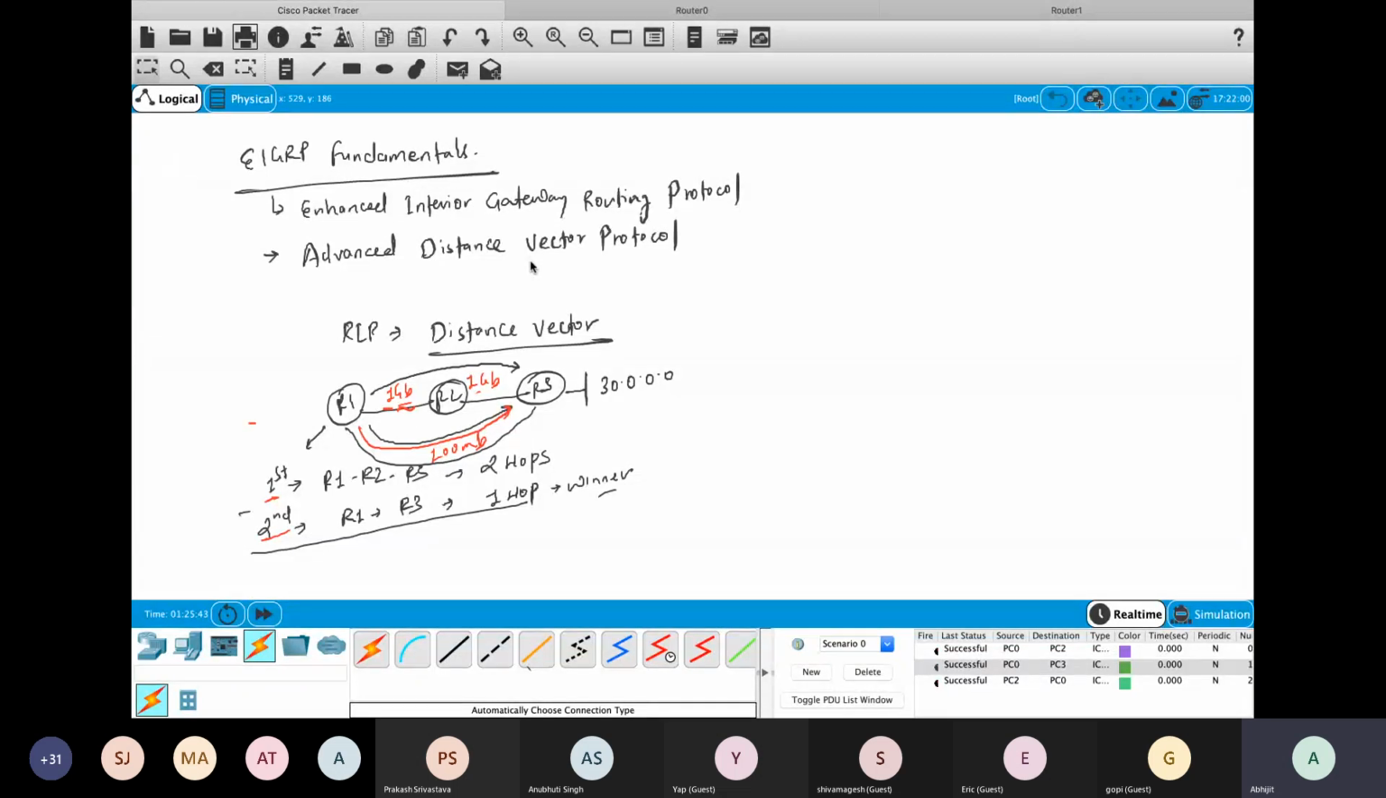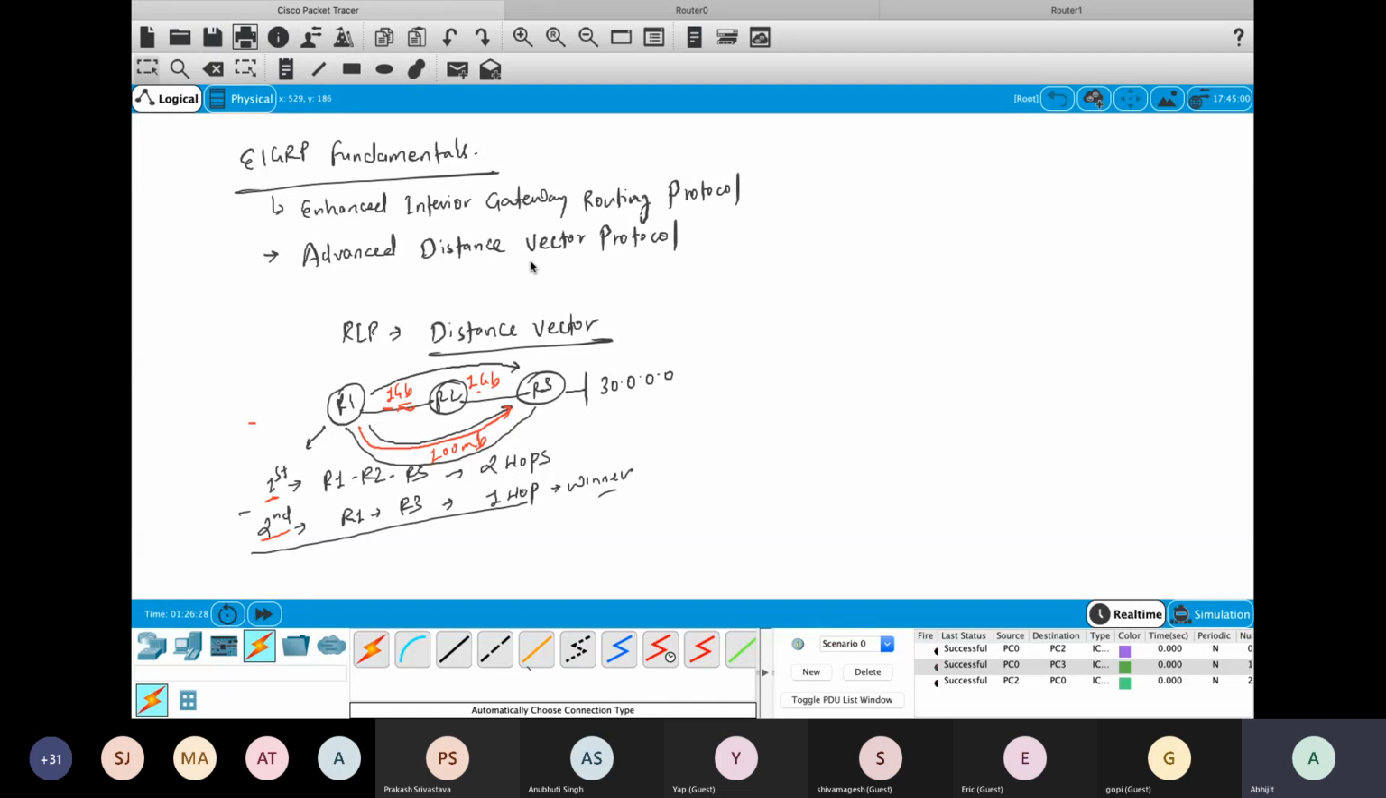Perfect. So when I say that EIGRP is an advanced distance vector routing protocol, what I mean is that it doesn't only consider how far your destination is, but it also considers other parameters of the network, be it bandwidth, be it load, be it something else, and it's going to take decisions based on that information. So that's the second criterion that EIGRP considers.